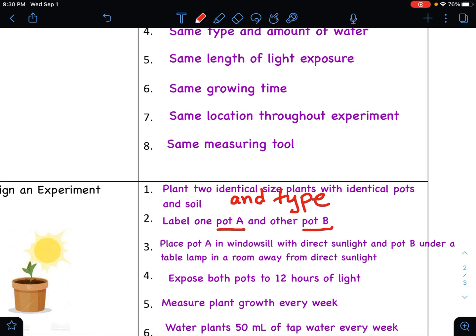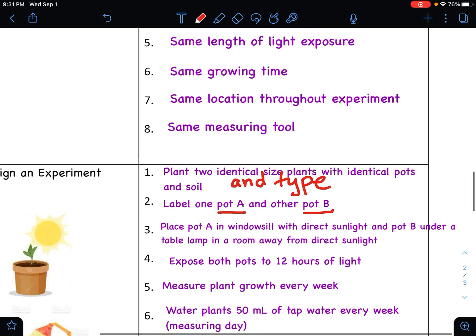Okay, so you're going to put pot A in the windowsill with direct sunlight and pot B under a table lamp in a room away from direct sunlight, because we really want to know the effect of that table lamp. So we don't want that plant that's getting the table lamp also to get some direct sunlight. All right, so you're going to put it away from a window, whether that be in a closet or someplace that is not receiving a lot of direct sunlight. Okay, so you have two specific locations.